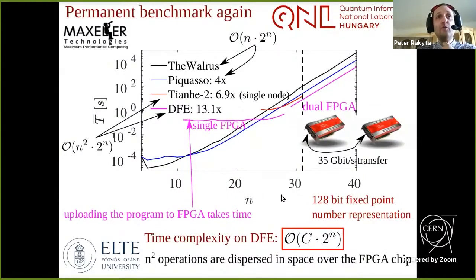Now let me show how we can compare the performance to the previous benchmark. In fact, it turned out that for larger matrices we can't fit our implementation on a single FPGA chip. So we decided to spread the implementation over two FPGA cards and have a connection between them, which allows us to transfer 35 gigabits per second.